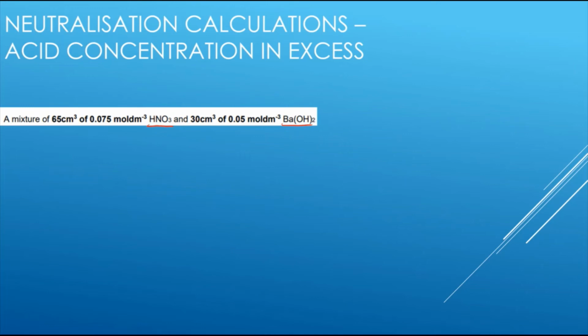So what we would do at the start is work out the moles of our acid and base, and then work out the moles of H plus and OH minus. So first, working out the moles of our acid, HNO3. So again, concentration times volume. The volume has to be in decimeters cubed, and that would give us 0.065 times 0.075, and this gives us moles of 4.875 times 10 to the power of minus 3.